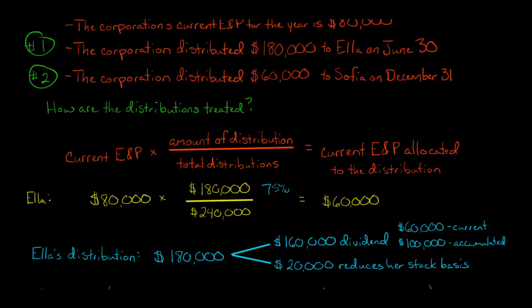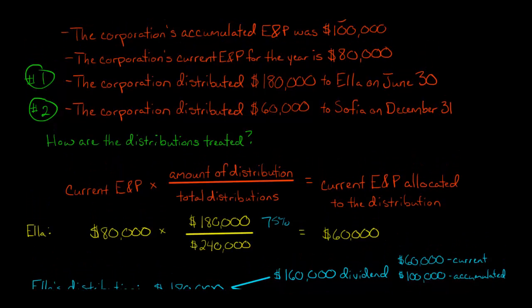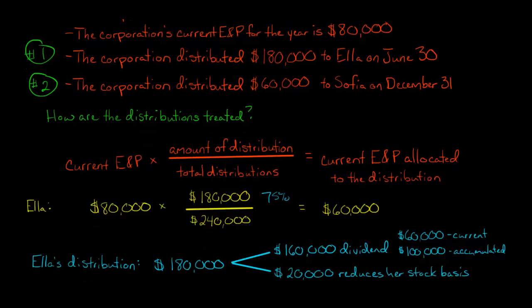Then we look back to the accumulated E&P. Okay, and we saw that the company had $100,000 of accumulated E&P that was in the given information. So now we have exhausted her allocable share of the current E&P and all of the accumulated E&P. Notice that we do not allocate the accumulated E&P. Again, it's just first come, first serve. So $60,000 plus $100,000 means $160,000 of the $180,000 distribution that Ella received will be taxed as a dividend to her. Okay, so she's got a $160,000 dividend, but it was a $180,000 distribution. So what happens to the extra $20,000? It is going to reduce her stock basis.